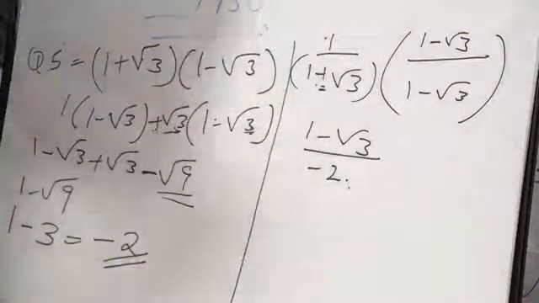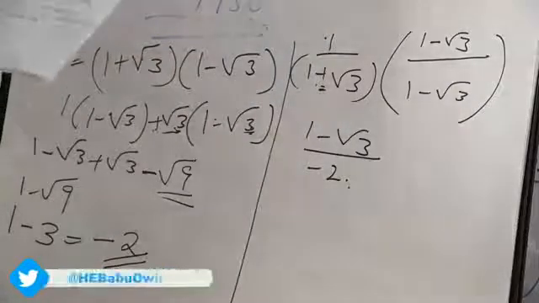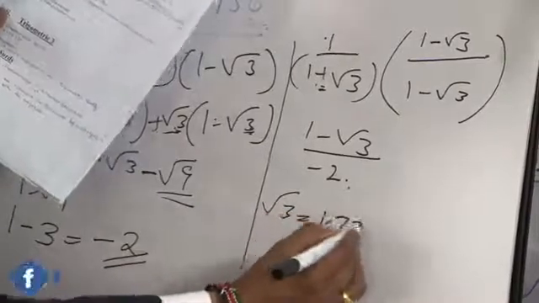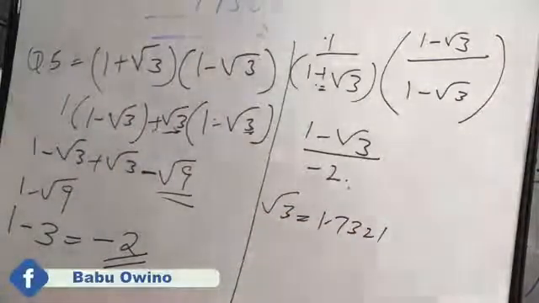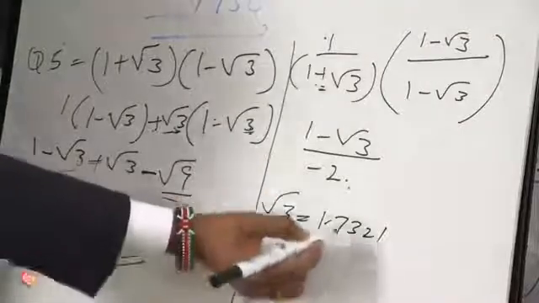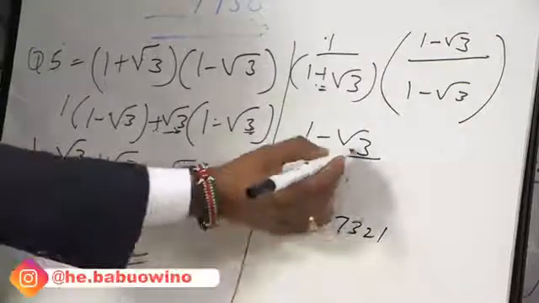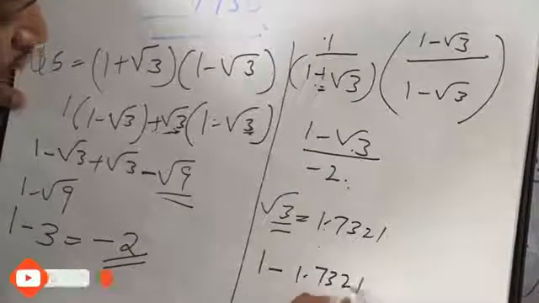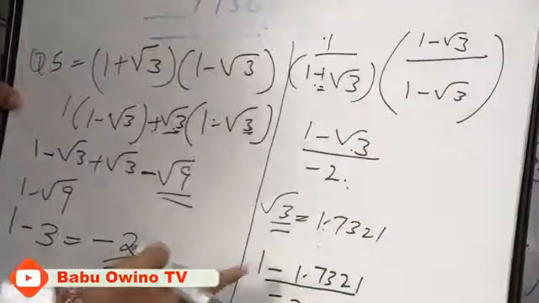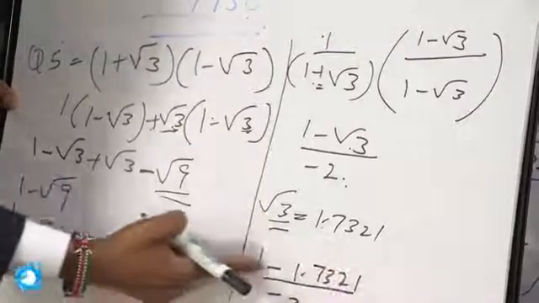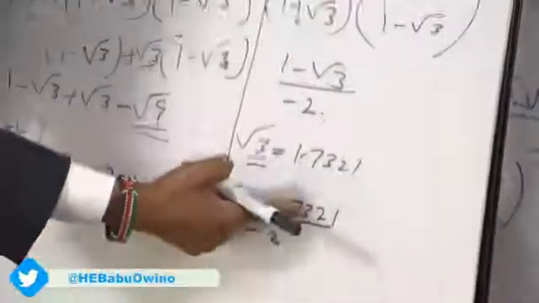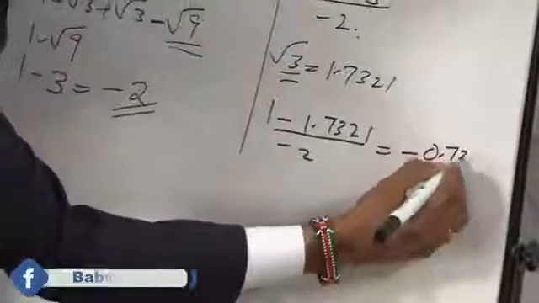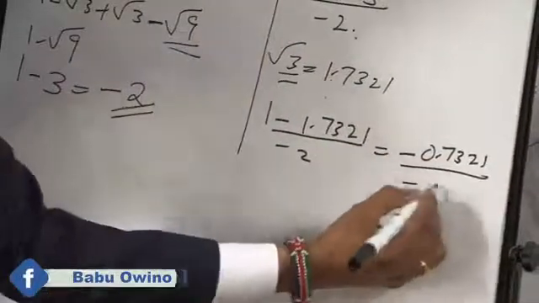Hence evaluate to 3 significant figures. Given that root 3 equals 1.7321, wherever there is root 3, you replace it with 1.7321. So 1 minus root 3 is 1 minus 1.7321, divided by minus 2. Solve the numerator alone: 1 minus 1.7321, you get minus 0.7321. Divide by minus 2.